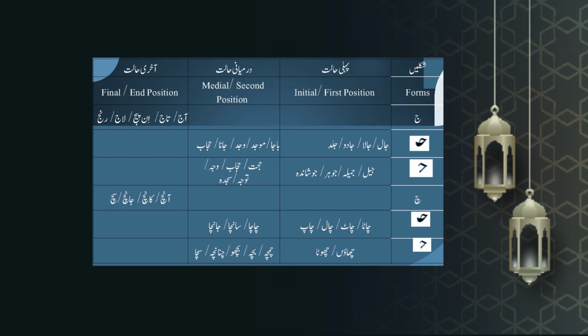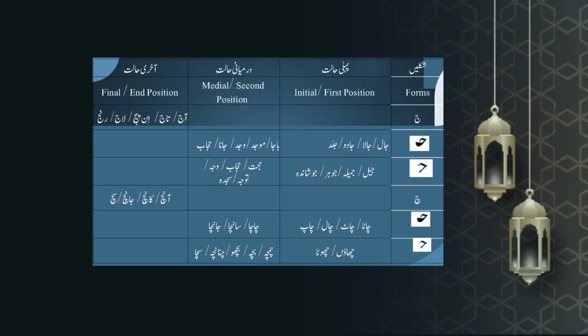We talked about it in our previous lesson, that this form is mostly used with alif and lam, but we also said that it is not a rule, only that we observe it mostly works with alif and lam. You can see here jal, jala, jadu, jald, jua. These words belong to this form, and by this form we are constructing such types of words.